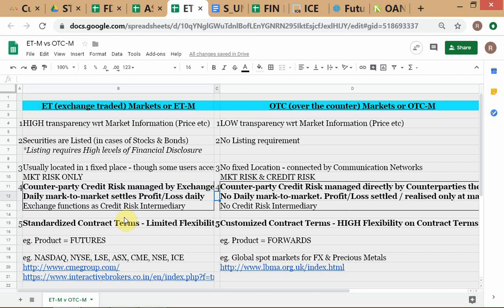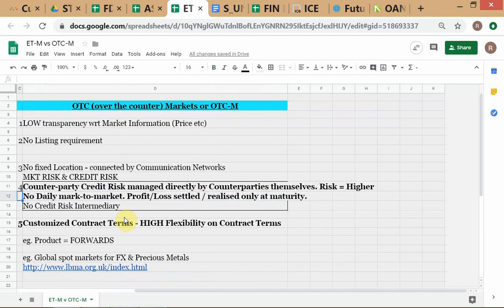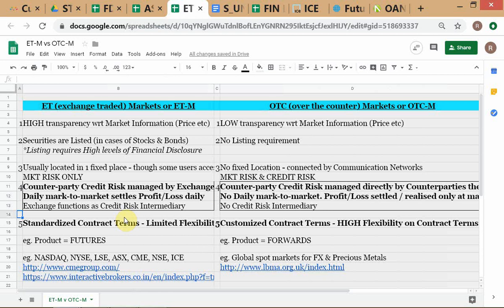So you already have access to this framework. Yeah. So this is basically the most important difference. Okay, this is the most important difference between exchange traded markets and OTC markets. Okay. Another example, I'll just briefly cover it, which is very simple. The difference is that in exchange traded markets everything is standardized.